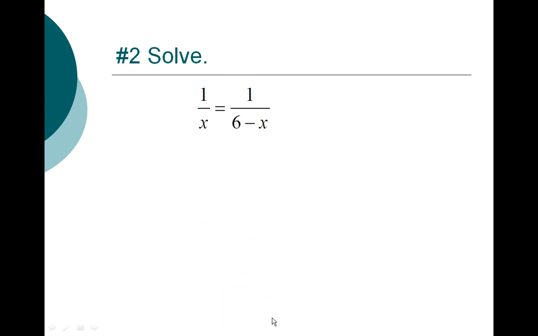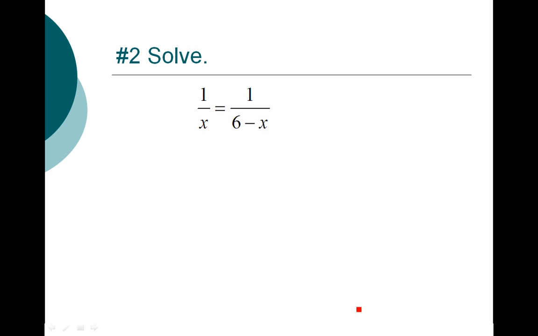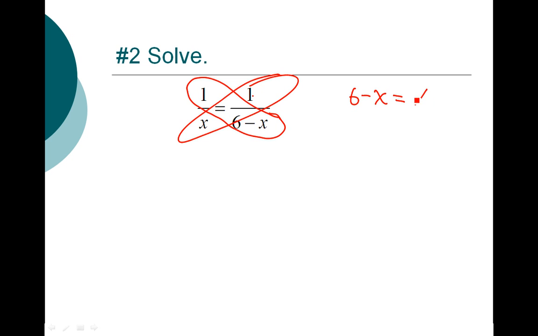Let's try number 2. Look at this. Solve 1 over x equals 1 over 6 minus x. Now this is a fraction equals a fraction. Notice that. If you have a fraction equals a fraction, always remember that that's a proportion. So what you could do is do this little butterfly effect, I call it, and cross multiply like so. If you do that, you get 1 times 6 minus x, which is 6 minus x, equals 1 times x, which is x.